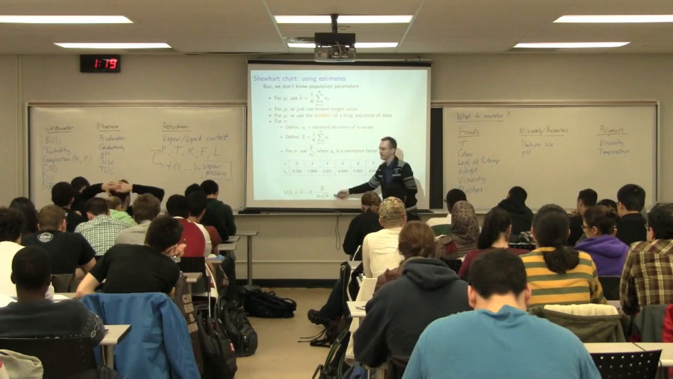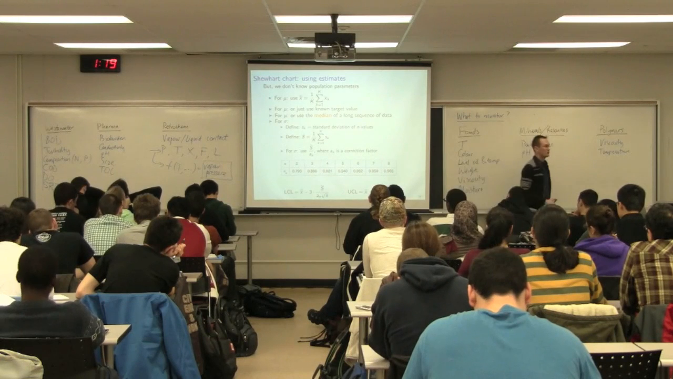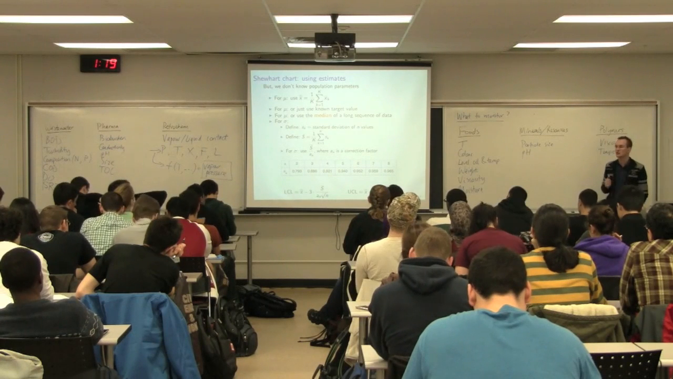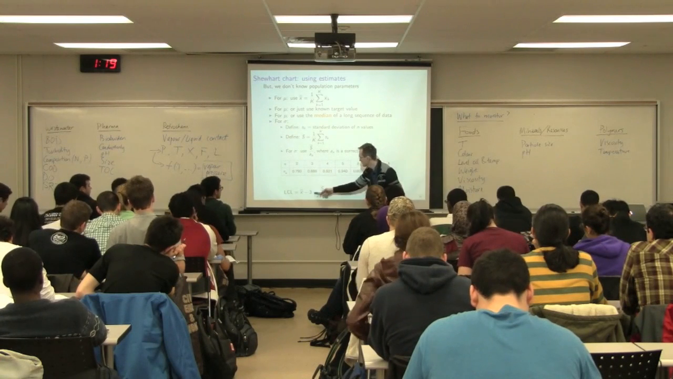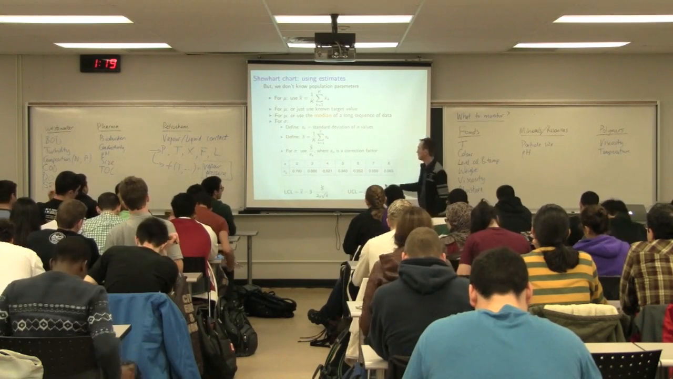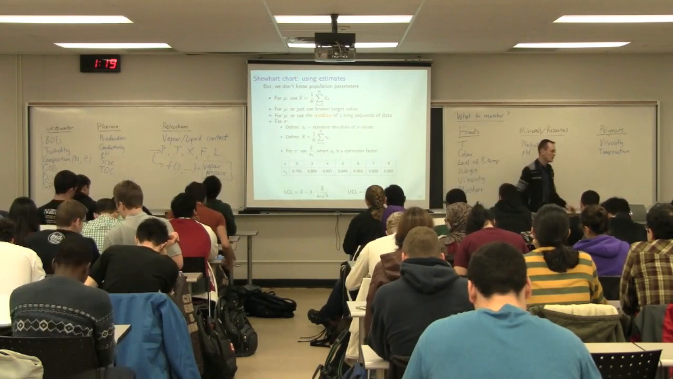So here you go. Here's the final equation for the lower control limit and upper control limit for an actual data set. You can do this easily. X double bar minus 3 times that standard deviation, X double bar plus 3 times that standard deviation.